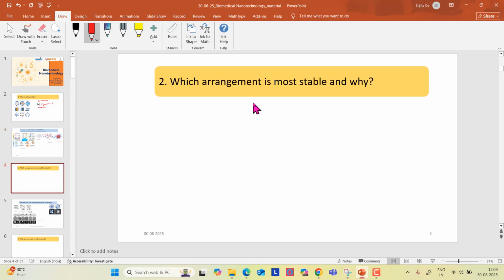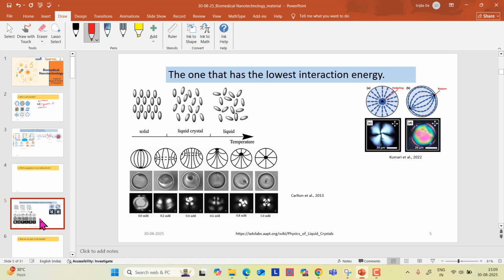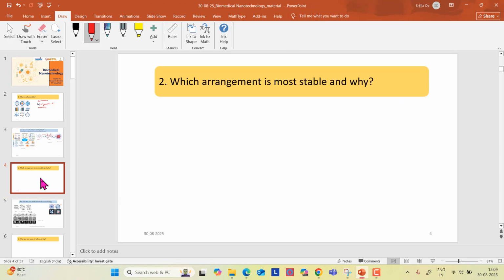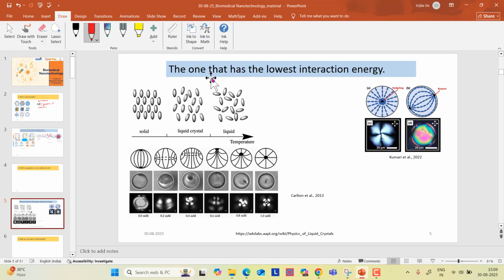Okay, proceeding to the next question: which arrangement is most stable and why? In self-assembly, the process will always follow a least interaction energy path where the work done is least. That is the most stable arrangement in self-assembly. Here it is written that it is the one that has the lowest interaction energy. I have given here an example.